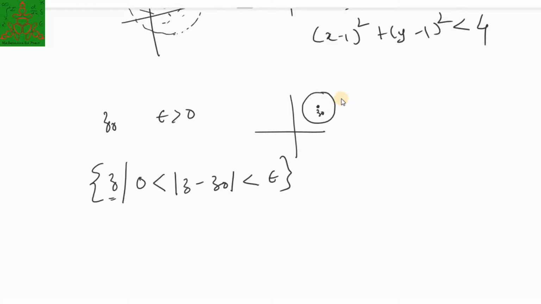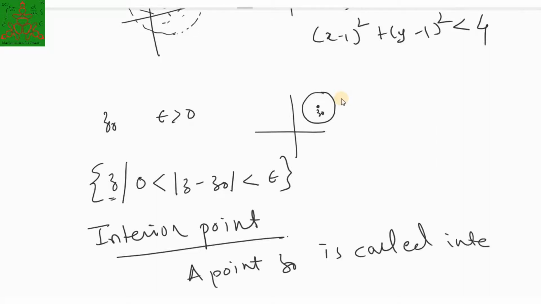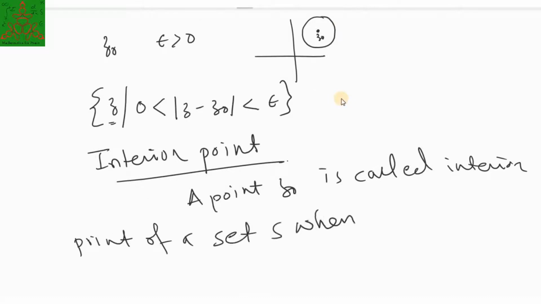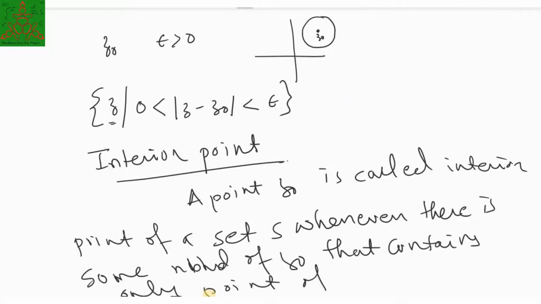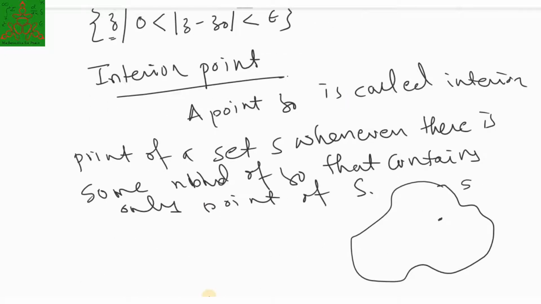The next definition is the interior point. A point z0 is called an interior point of a set S whenever there is some neighborhood of z0 that contains only points of S. If this is the set S and there is a point z0 in this, to say this point z0 is an interior point of the given set S, there must exist some neighborhood, so that all the points of that neighborhood lie inside S.